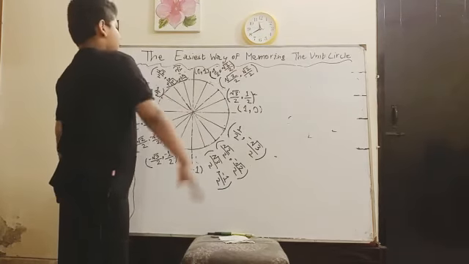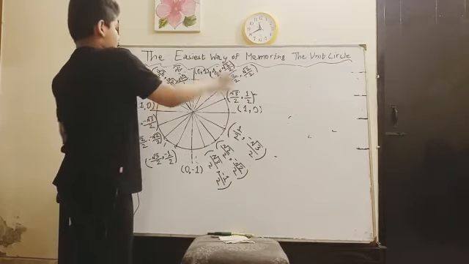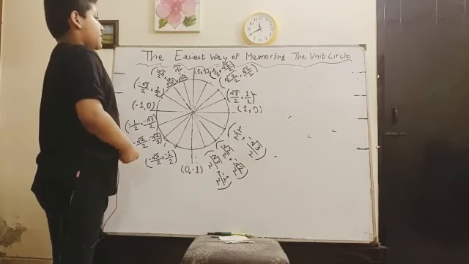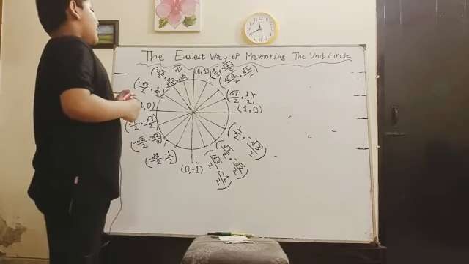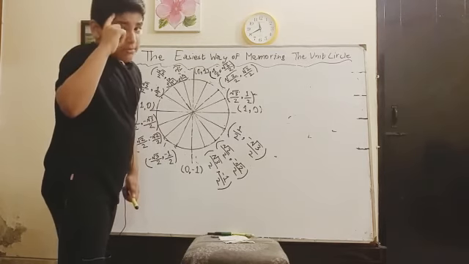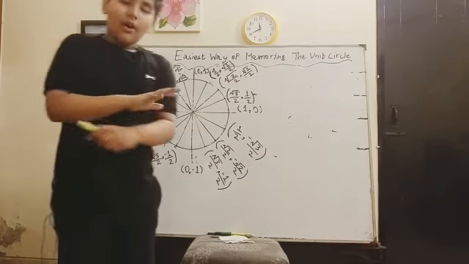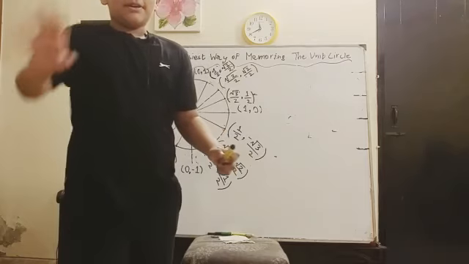So, as we can see, filling the coordinates, we saw that memorizing the unit circle is actually easy. We just need to memorize some things. So that's all there is to it.